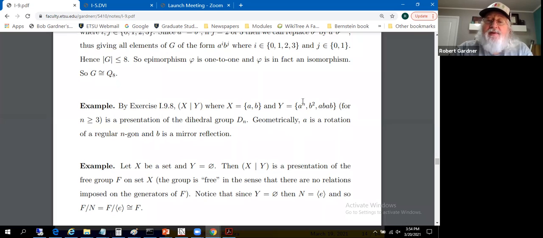The A's, A to the N equals the identity. Remember, the dihedral group is symmetries on a regular n-gon. The A's are the rotations of the regular n-gon, and the B's are the mirror reflections. B squared equals the identity. We actually defined the dihedral group somewhat like this. We were dealing with it as a subgroup of S sub n at the time, so we said it's a subgroup of S sub n generated in a certain way.